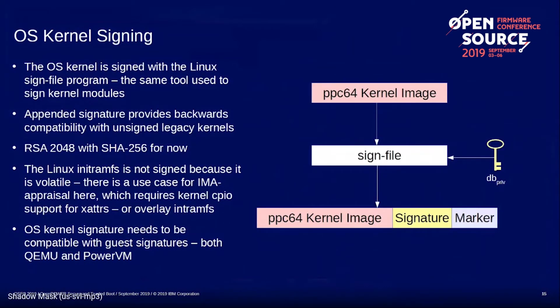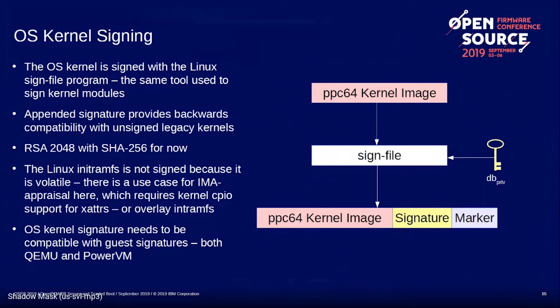We're signing the kernel with the sign-file utility that is used to sign kernel modules. We're not using the PE/COFF format that Intel and Microsoft use. And by appending the signature to the end of the kernel image, we're able to provide backward compatibility. So that's kind of cool. We're using SHA-256 with RSA 2048 signatures right now, just as they're doing for PE/COFF.